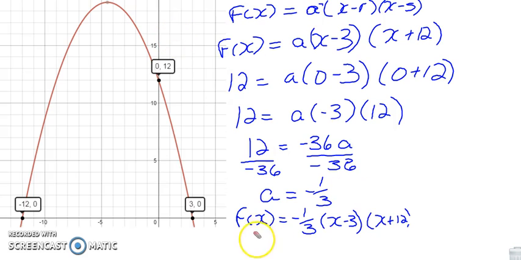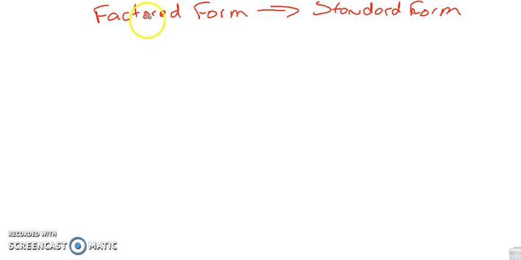So my factored form is f of x is equal to negative 1/3 times (x minus 3) times (x plus 12). That's my factored form. The next thing I'm going to show you is how to take this factored form and turn it into standard form. So how am I going to do that?